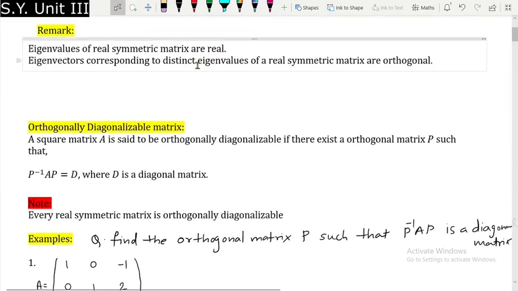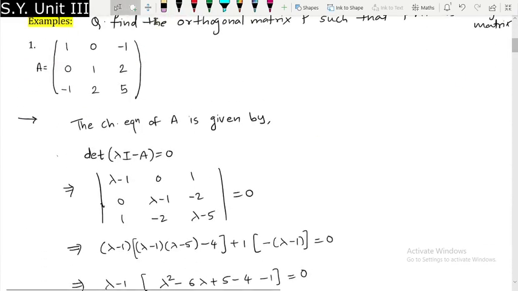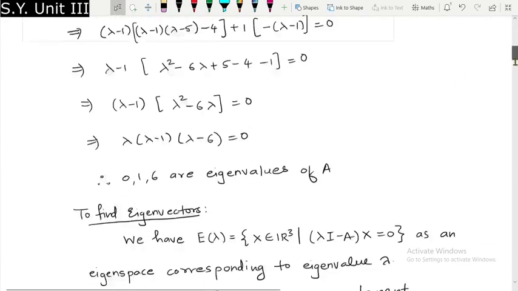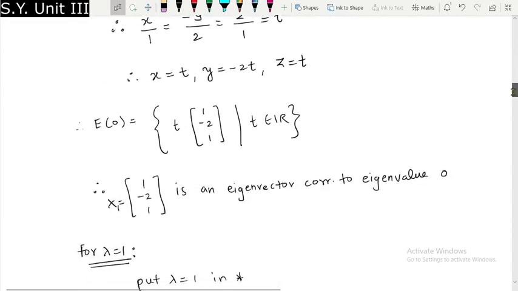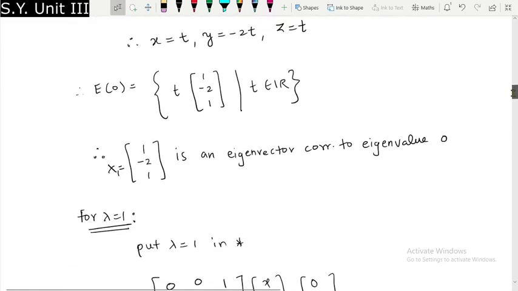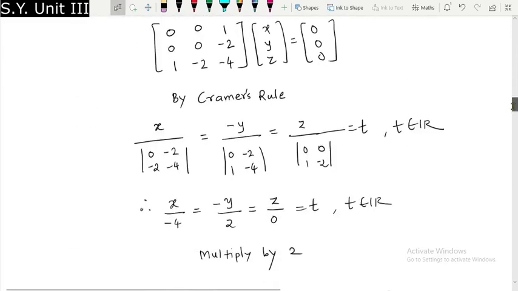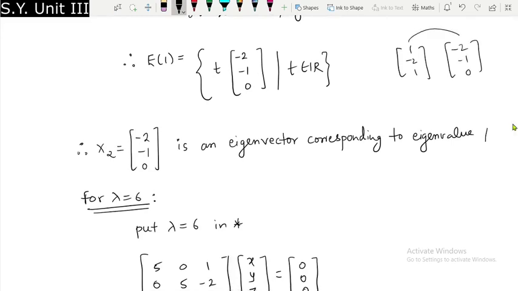See this, eigenvectors corresponding to distinct eigenvalues of a real symmetric matrix are orthogonal. So over here, since this is a real symmetric matrix and all the eigenvalues 0, 1, 6 are distinct, whatever eigenvectors we got, they will be orthogonal. We can check that. The first eigenvector I got corresponding to 0 is 1, minus 2, 1, and over here I got minus 2, minus 1 and 0. So just check whether they are orthogonal or not.